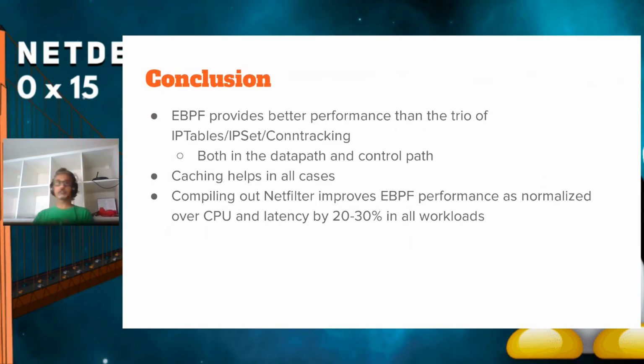The conclusion, yes, eBPF does better performance than the trio of IP tables, IP set, and conntrack, both from a data path perspective as well as the control. Caching helps always. The only gotcha we saw was with conntrack and host level workloads. And compiling out Netfilter does improve eBPF performance, ranging up to 20 to 30% depending on the workload.